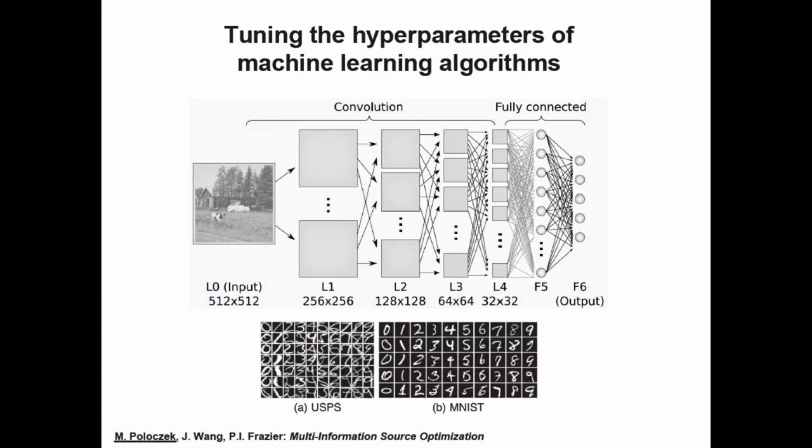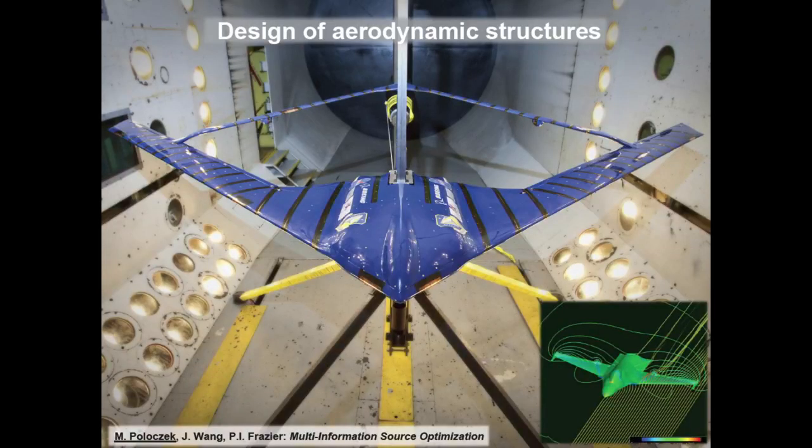A very cool application is the design of aerodynamic structures. You can either build a prototype and evaluate this prototype in a wind tunnel, or you could use a CFD simulation. And this CFD simulation, of course, is much cheaper and also much faster. So where's the catch in using information sources?